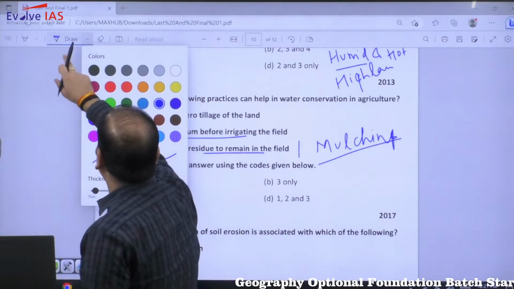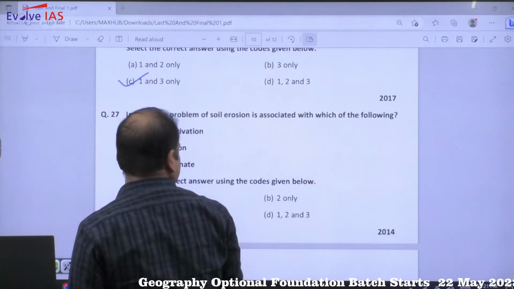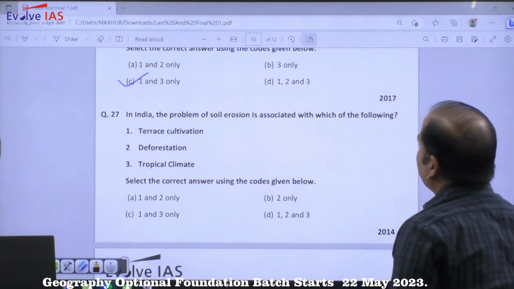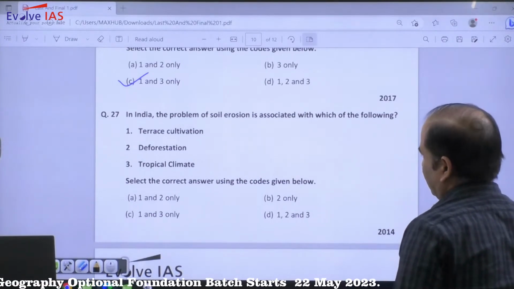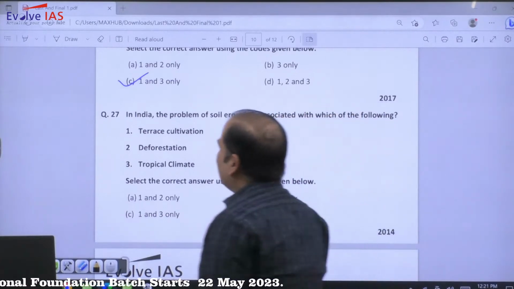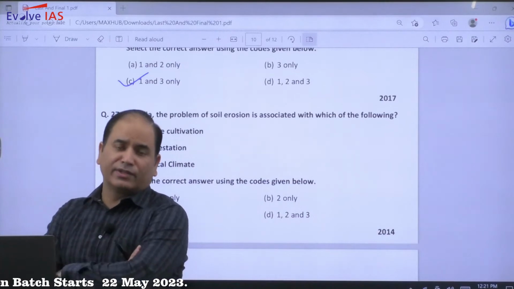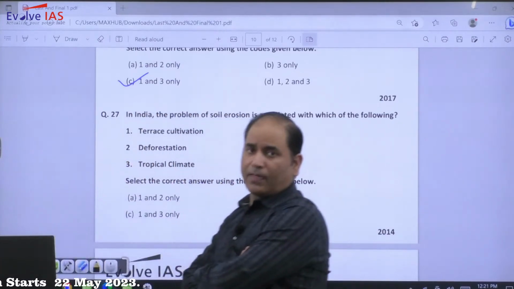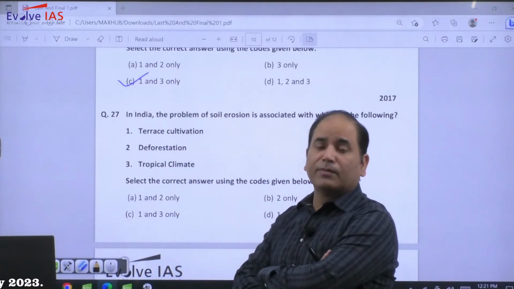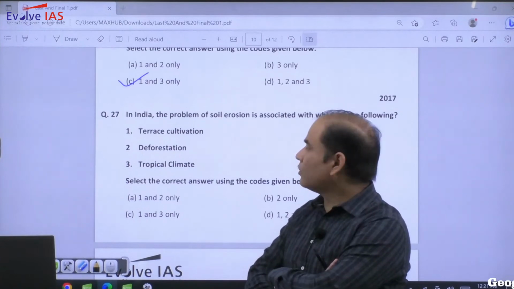Moving to the next question, that is: in India, the problem of soil erosion is associated with which of the following? Terrace cultivation, deforestation, tropical climate. As far as soil erosion is concerned, it is one of the biggest problems that India is facing related to food security. Soil is getting lost, and this soil erosion is not always associated with man-made activity, it is natural also. So we have natural as well as anthropogenic activity.